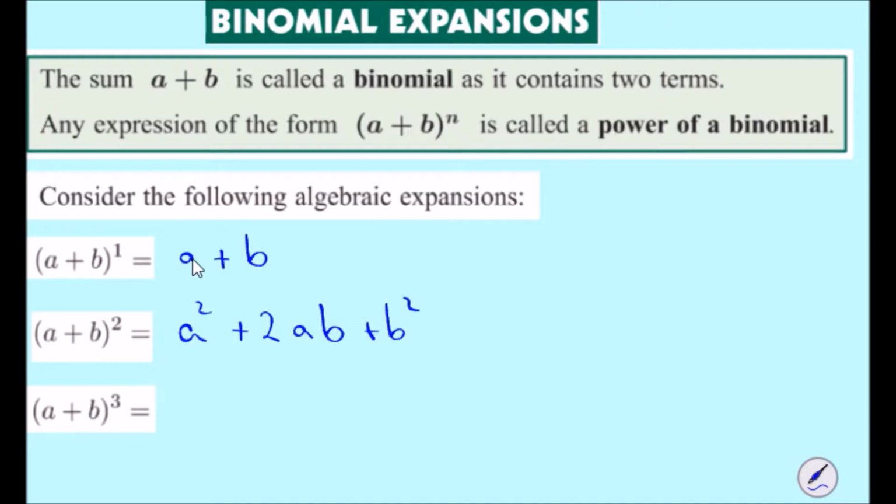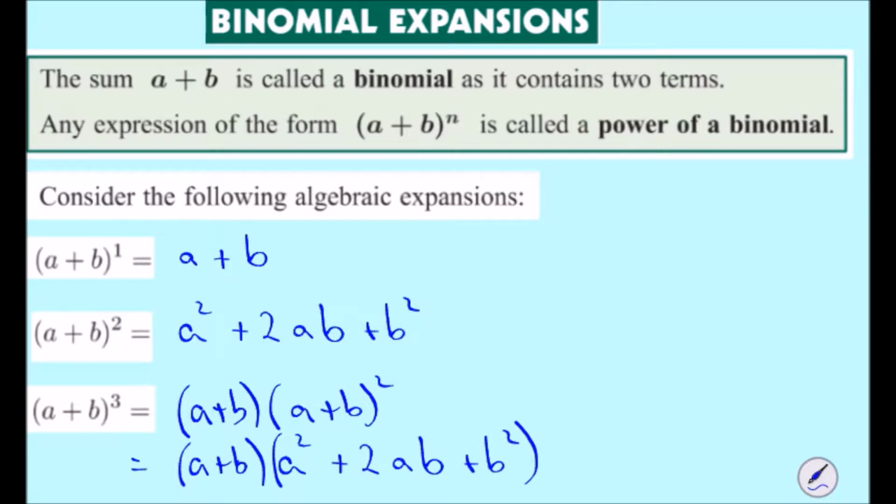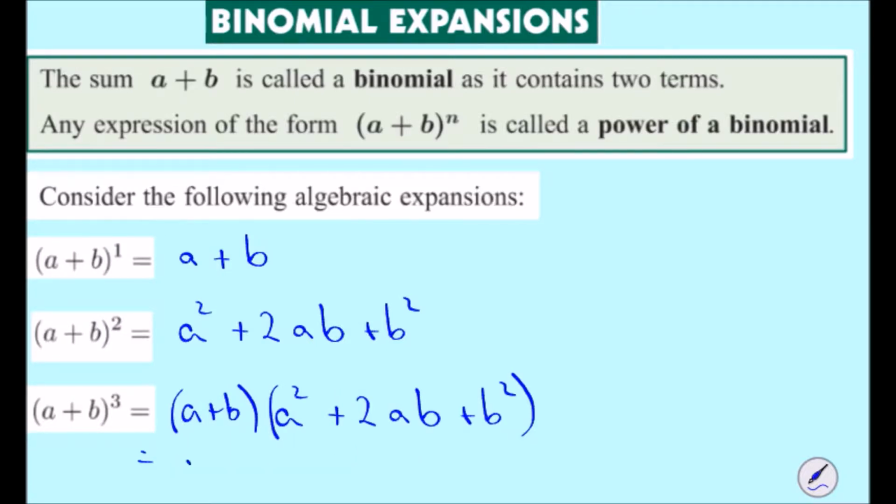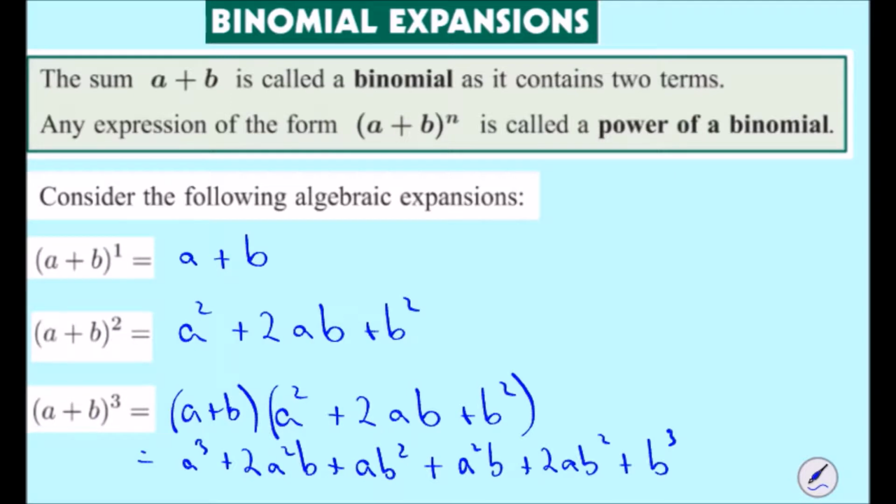Now to work out (a plus b) cubed, let's work out (a plus b) times (a plus b) squared. So replace (a plus b) squared by a squared plus 2ab plus b squared, and then expand the a through the second bracket followed by the b through the second bracket. So we end up with a cubed plus two lots of a squared b plus an a times b squared. Now multiply the b through that second bracket, and we end up with that expansion there.